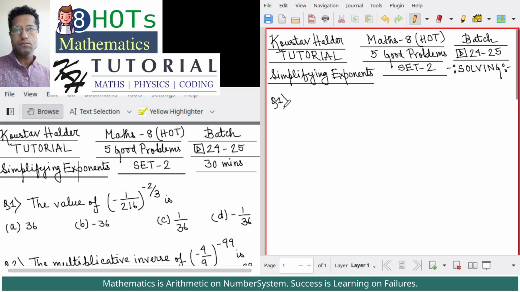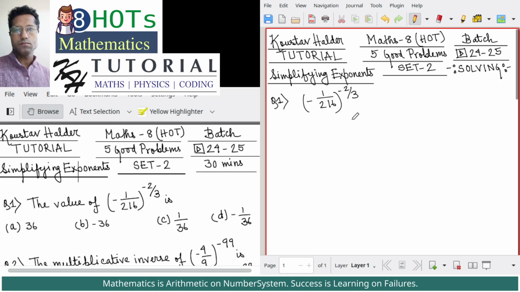Question number 1 asks: what is the value of minus 1 by 216 whole raised to the power minus 2 by 3? The choices are, 2 are given as negative, that is minus 36 and minus 1 by 36, and the other 2 choices are 36 and 1 by 36. Now the critical thing to note is whether the final value will be negative or positive.